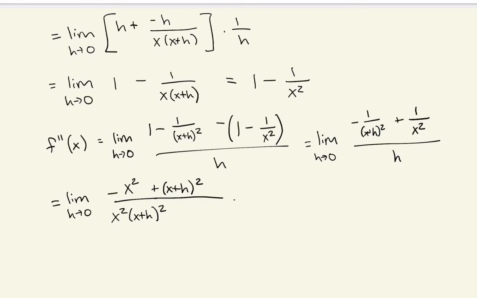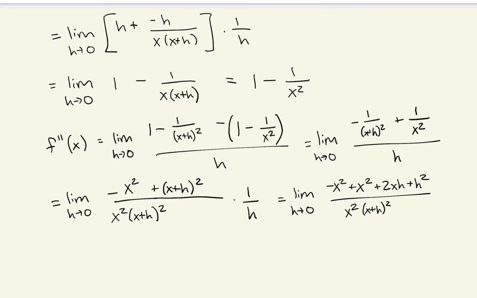Okay, and now let's just take this 1 over h out on the side. It'll make things a little bit easier to read. I need to multiply out the numerator and sort of hope that things cancel. So I have negative x squared plus x squared, that's good, plus 2xh plus h squared, all over now x squared, x plus h squared times h. Okay, we are finally almost done. So these x squared terms cancel. And then I'm going to go ahead and pull out that h term. So I have h times 2x plus h over x squared, x plus h squared, h. And now I can see how the h terms cancel.